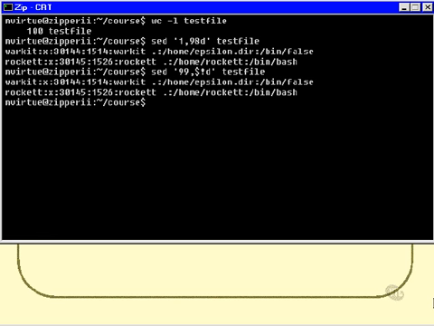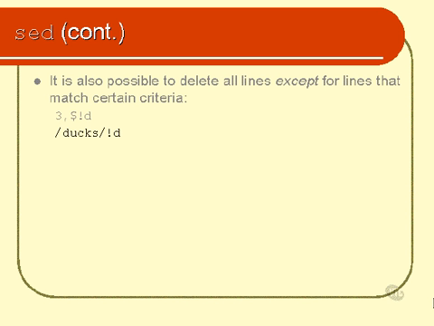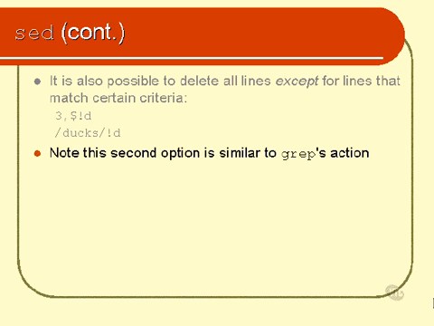Or you can say, I do not want to delete the lines of text that have the word ducks on them, for example. And if you think about it, that is really similar to what grep does. If you say grep for a certain pattern, then it will actually delete the lines of text that do not contain that pattern on them.